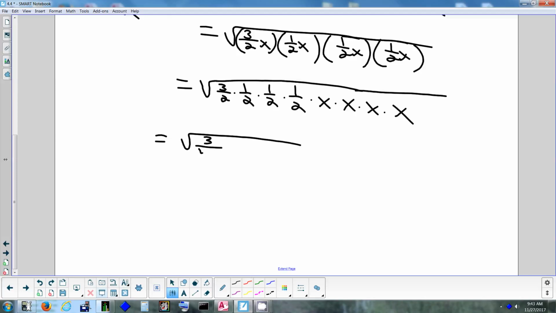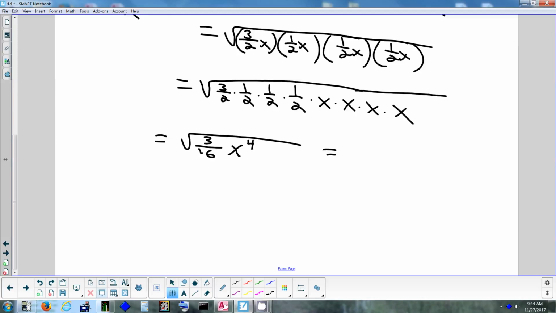16. So 3/16. And then x times x times x times x. That would be x to the fourth power. Okay.